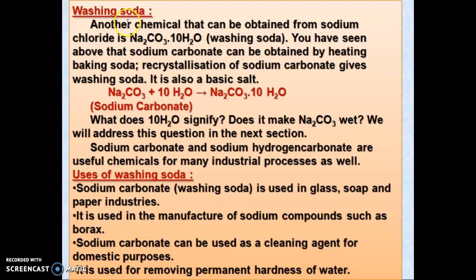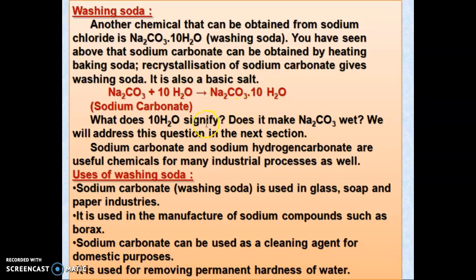Next is washing soda. Another chemical that can be obtained from sodium chloride is sodium carbonate 10H2O, that is washing soda. Sodium carbonate can be obtained by heating baking soda. The recrystallization of sodium carbonate gives washing soda. It is also a basic salt. So sodium carbonate, when added with water, you will get sodium carbonate plus 10H2O.